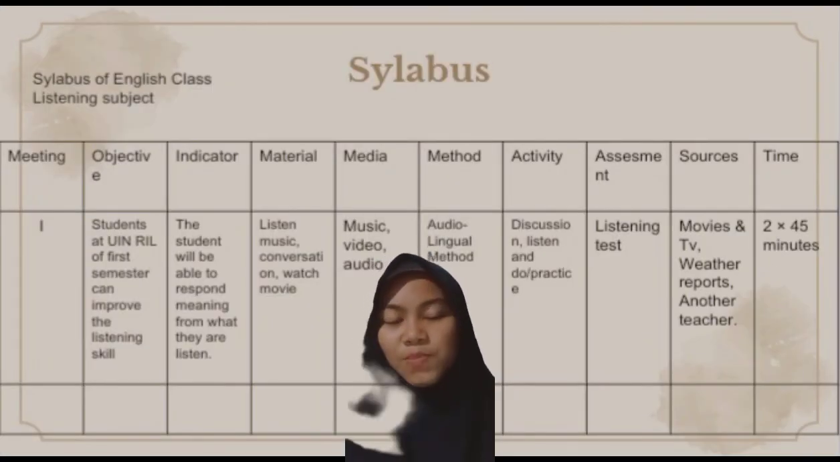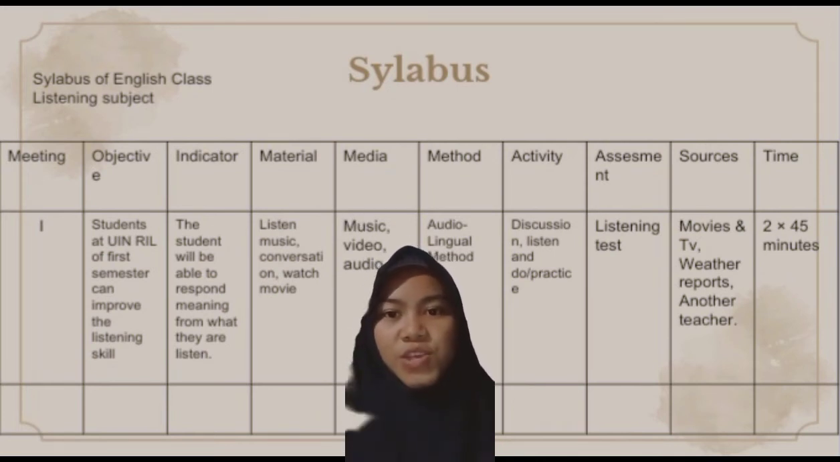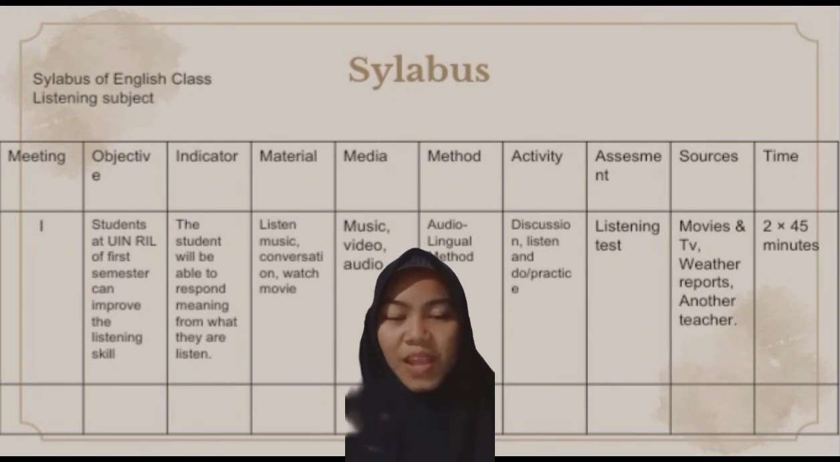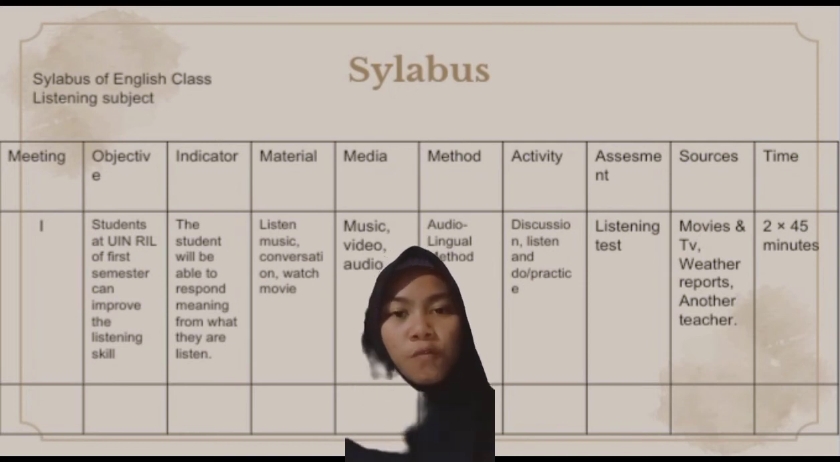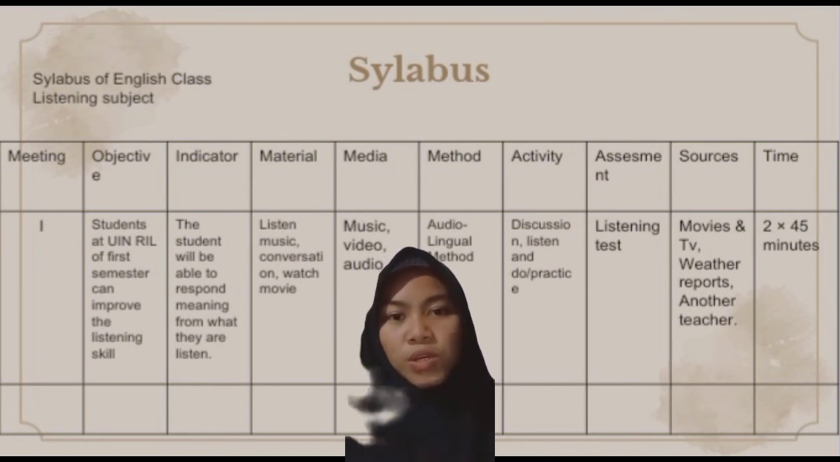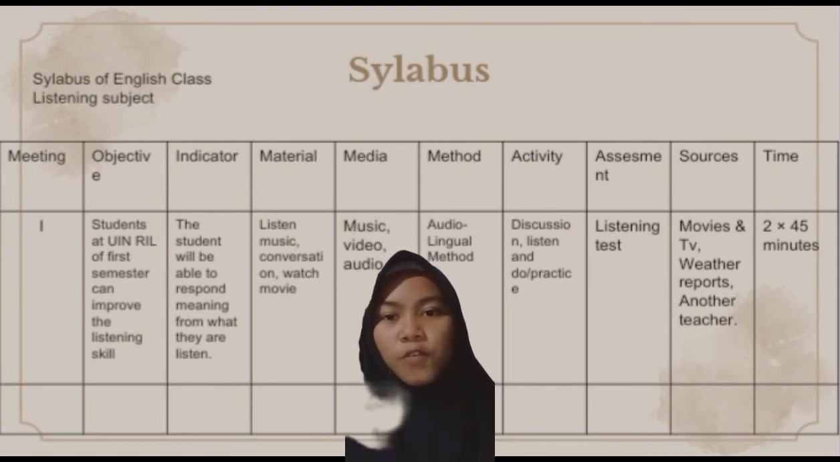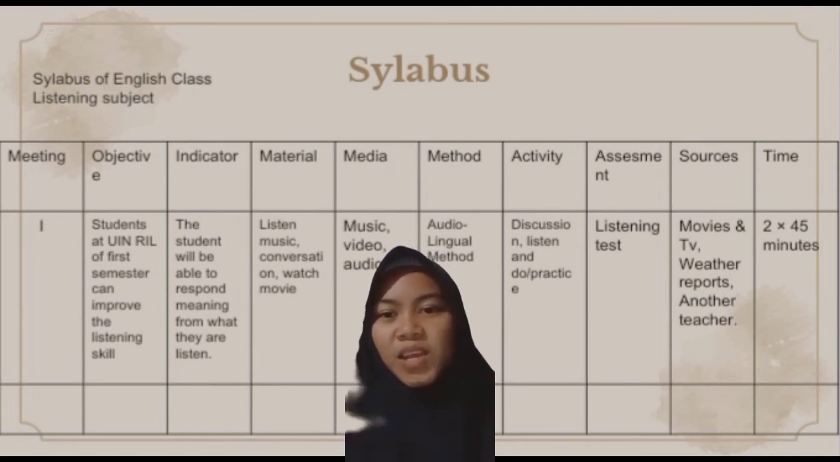And then the last material is about the syllabus. In the syllabus, I choose the listening subject. Why? Because the journal article focuses on four English skills, but listening is the most important skill to learn for the students, or for the participants. So I choose the listening skill.